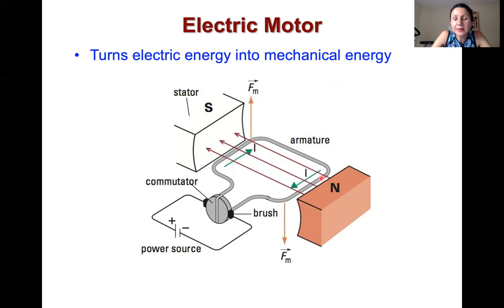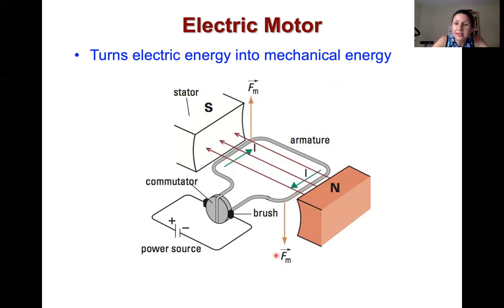But now if we do the same right-hand rule on this side of the loop, the current is flowing that way. Remember, current is the flow of positive charge, so we don't need to flip anything. Current is flowing this way. My fingers are still pointing in the direction of the magnetic field. Now we get a force that's pointing downward. So on this side, it points down.